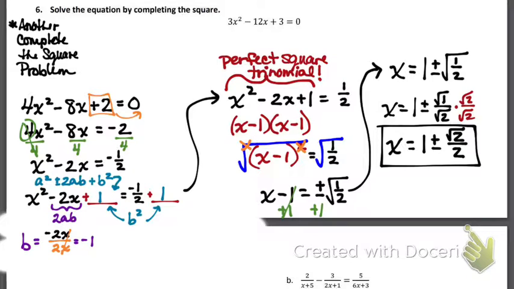Still have just a smidge of time. Yes, ma'am. Can we do 11A? 11A.